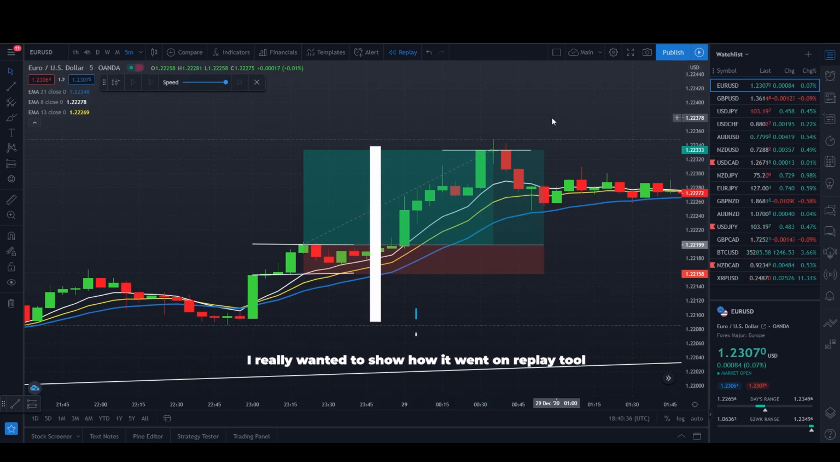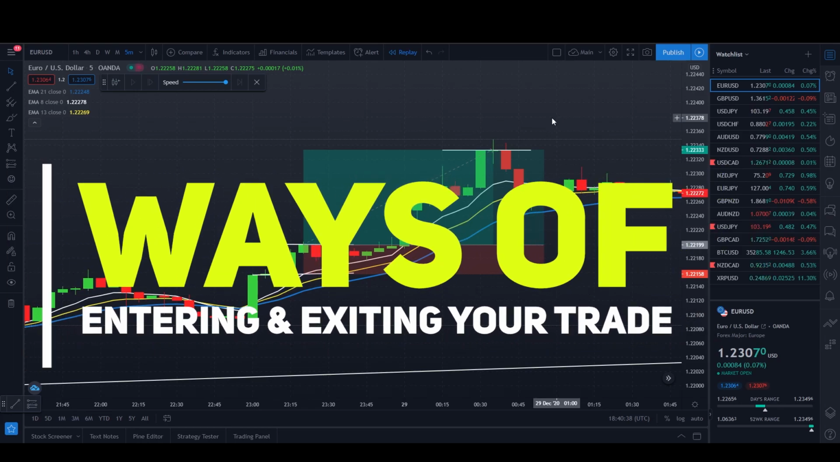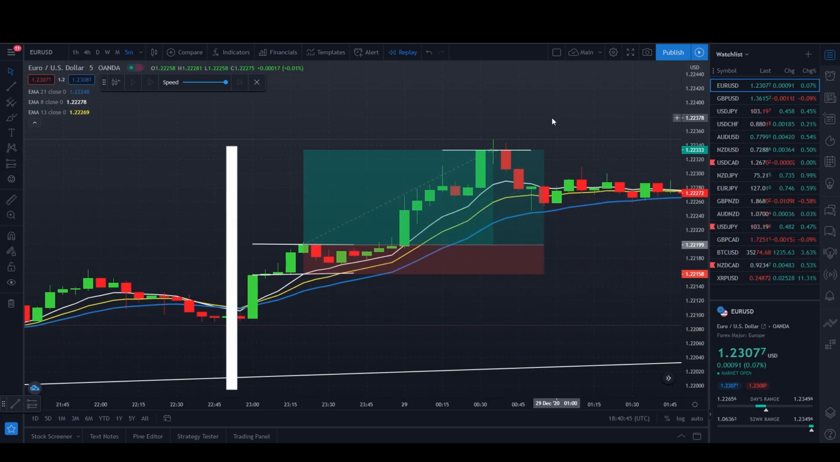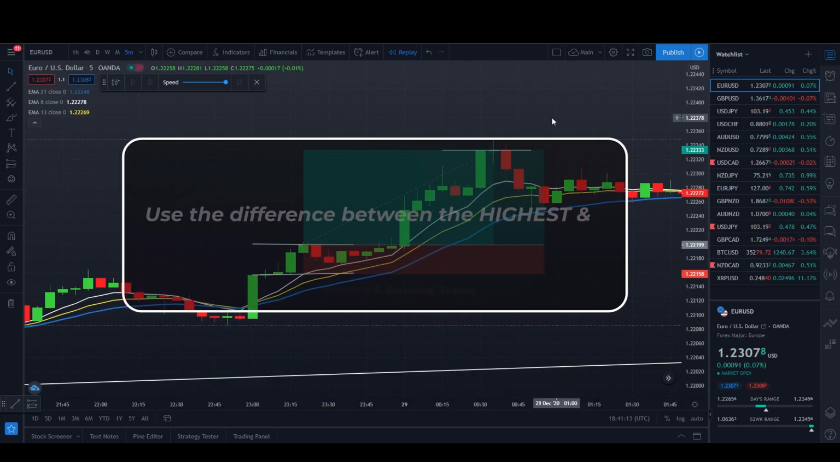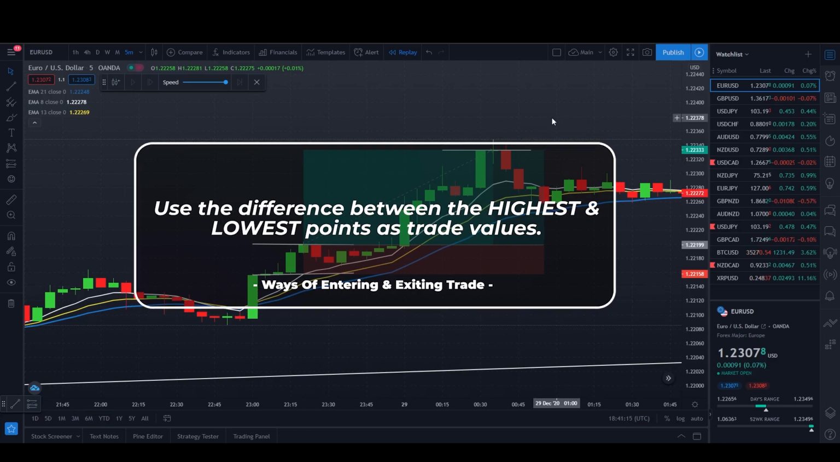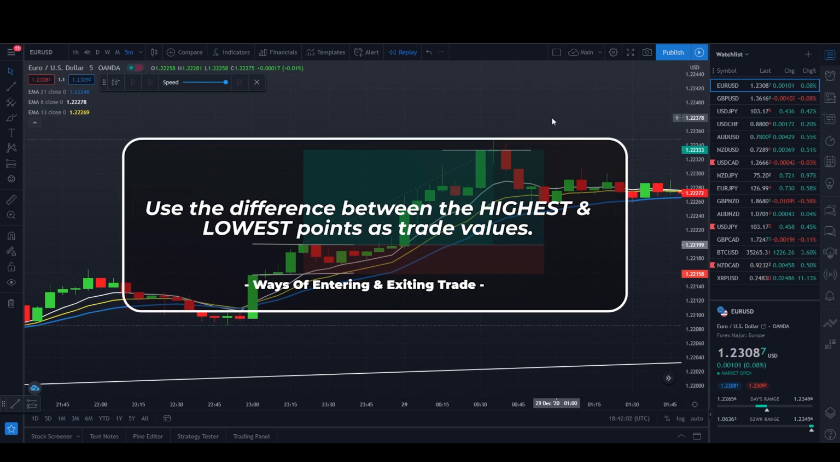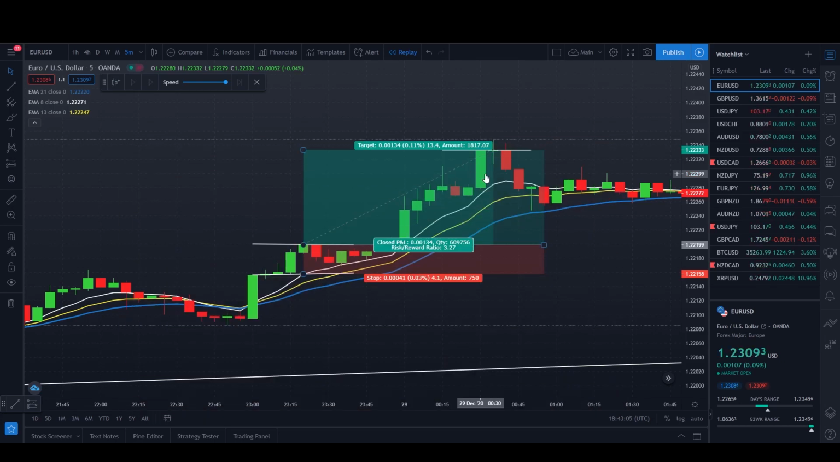In regards to specifics on how to enter a trade, you can actually leave your trade open and then monitor it, and once you reach about 10-15% of your trade in profit, or if you want to enter a stop loss and take profit levels, you can go back to the original candlestick that you identified, take the difference of the highest and the lowest points, and use that as take profit and stop loss values.